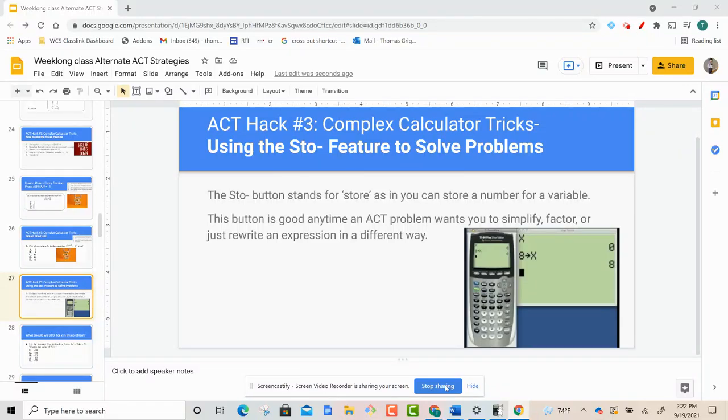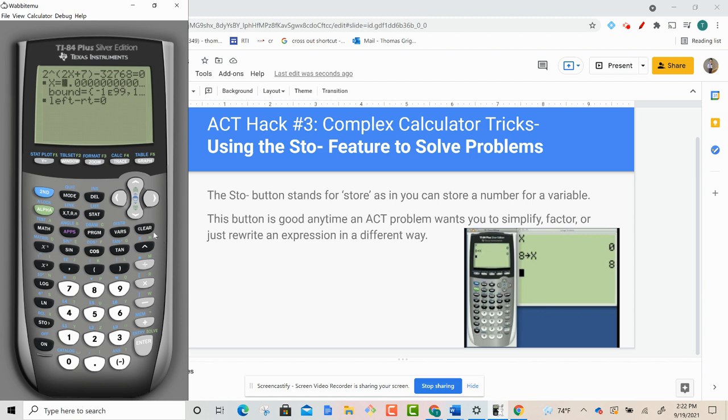Okay, so this ACT hack, again, involves a graphing calculator. I'm going to use a TI-84 Plus Silver Edition. It's not the newest version, but it's not the oldest. The feature I'm going to be using in this video is the STO feature. It stands for store. So essentially, we're going to store numbers for variables.